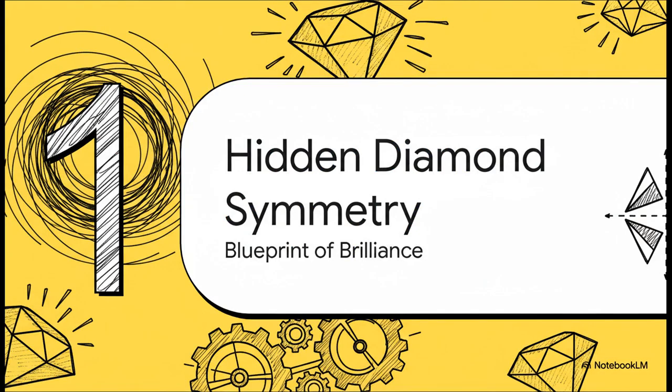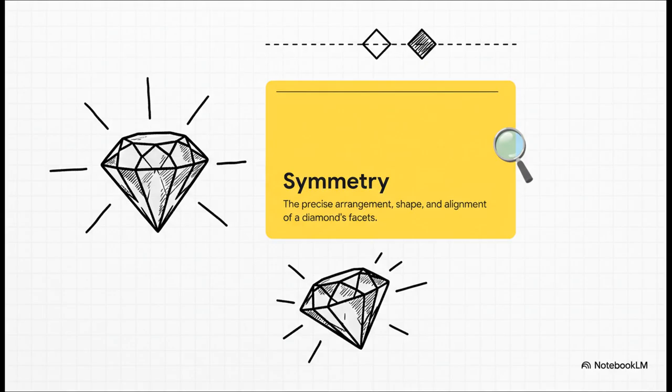So, what do we actually mean by diamond symmetry? You should think of it as the diamond's master blueprint. We're not just talking about its outside shape, we're talking about a deep internal harmony that makes the whole thing work. Basically, symmetry is all about the super precise arrangement, shape, and alignment of every single one of the diamond's facets. Think of those facets as a bunch of tiny, perfectly angled mirrors. When they're all lined up just right, the diamond just explodes with light. But when they're not, well, that's when you start to see problems.